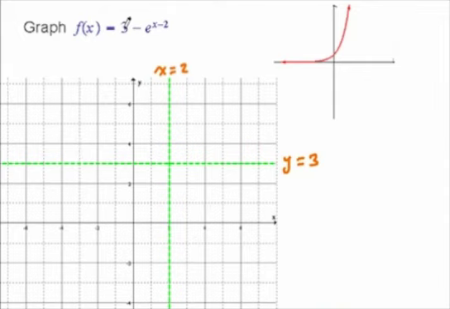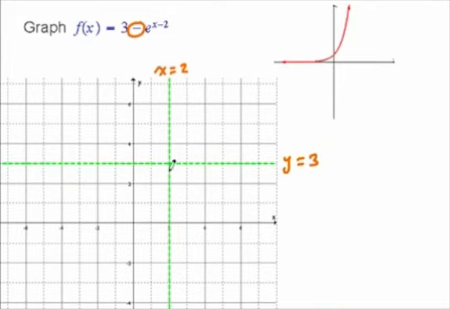So if I was going to draw the graph with just the 3 and the 2, the exponential graph would crawl along this axis, hit 1 up from the origin, so it would be here, and would take off to infinity. The only thing that changes that picture is that negative sign. This negative sign is going to flip it over the line y equals 3. So instead of crawling along the top of this line, it's going to crawl along the bottom.